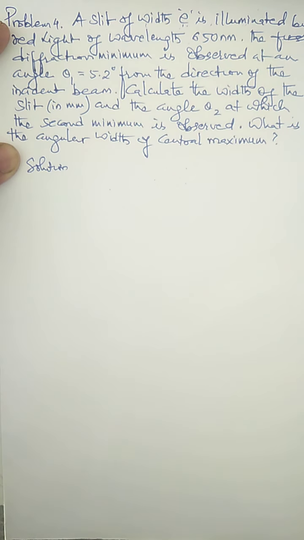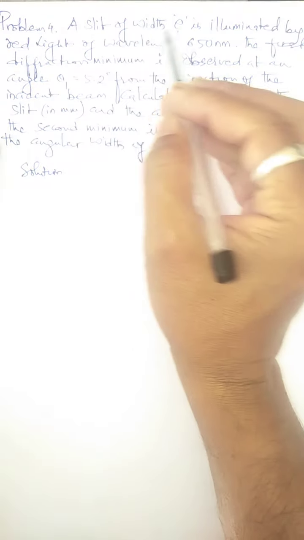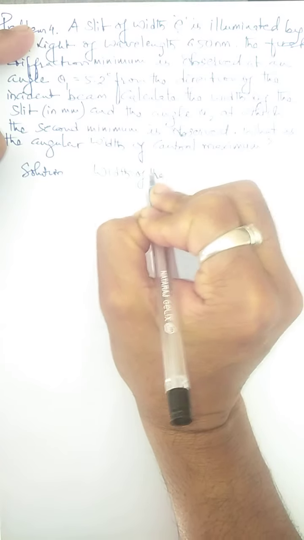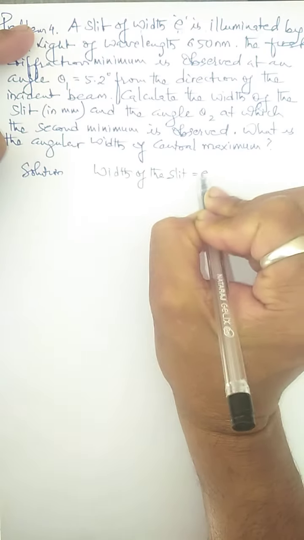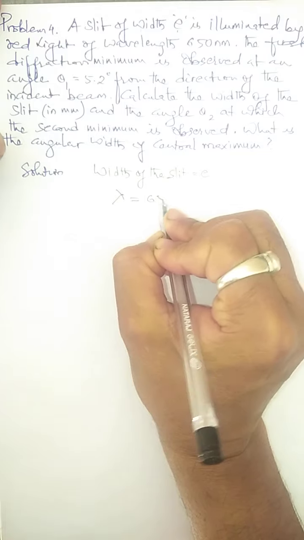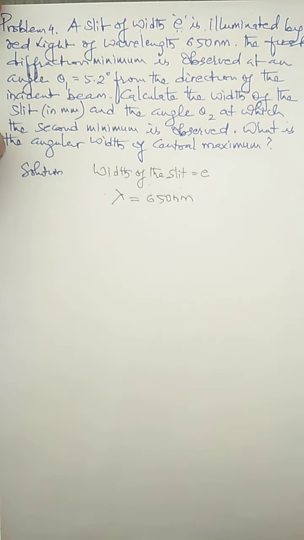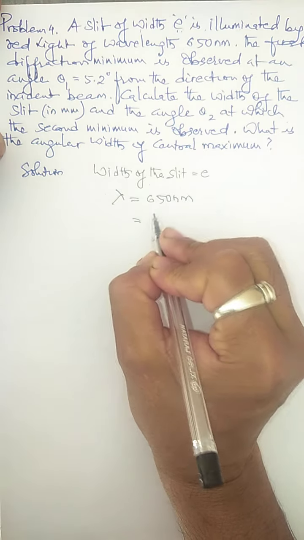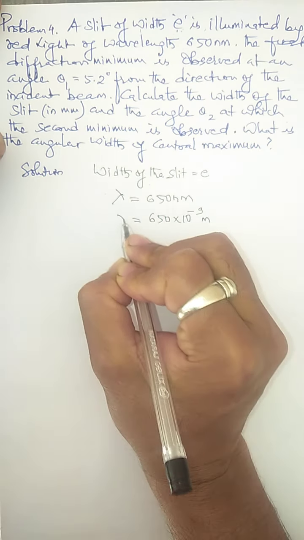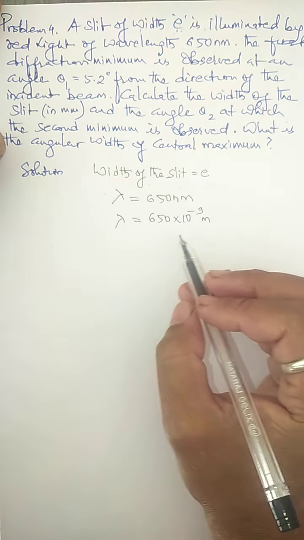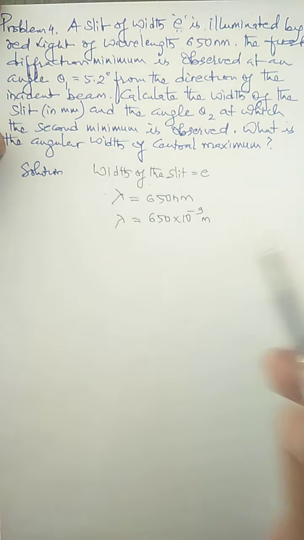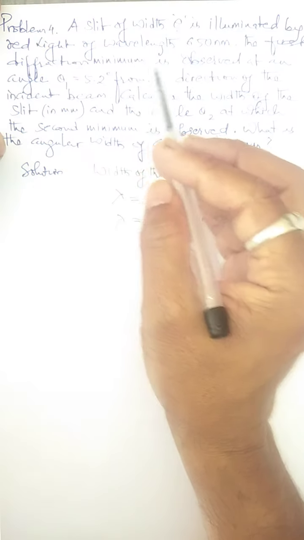The question says that there is a slit whose width is E. So I write down the width of the slit is E, illuminated by red light of wavelength. Lambda is 650 nanometer. So I convert this into meter: 650 into 10 to the minus 9 meters, because nanometer order means 10 to the minus 9 meter.